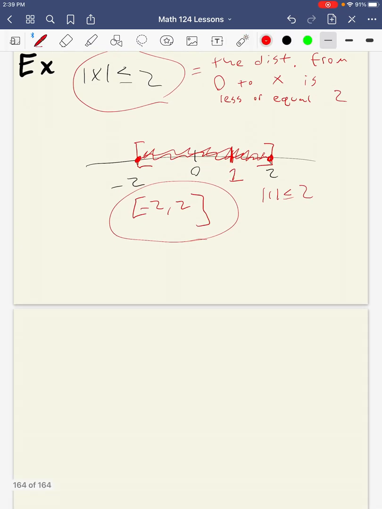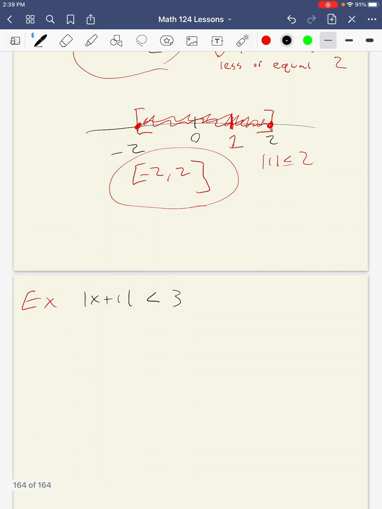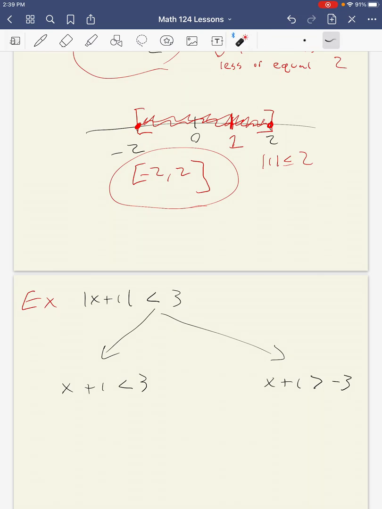Let's look at another example. So say we have the absolute value of x plus 1 less than 3, strictly less than 3. Okay. Now we could sort of break it up into two problems like we were doing earlier. We could either do x plus 1 less than 3 or x plus 1 greater than -3. So here I multiplied by a negative, which is why I flipped the symbol.